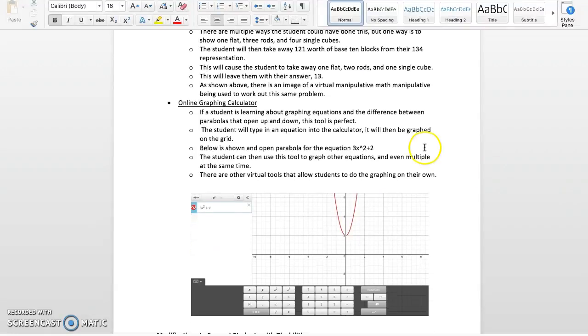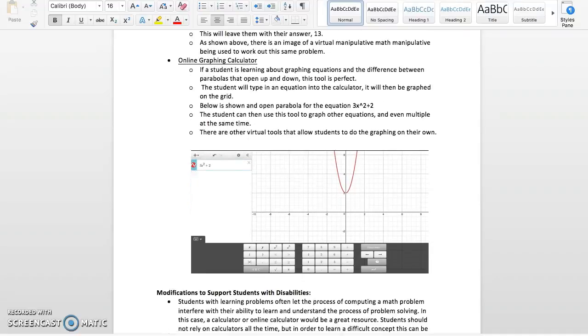The online graphing calculator, I found this online and I thought this would be very useful in many classrooms because most students have to buy a graphing calculator at some point in their education career, and these can be very expensive. And you can pretty much do anything you can do on a graphing calculator on this one, and I put that link below if you're interested in that resource.